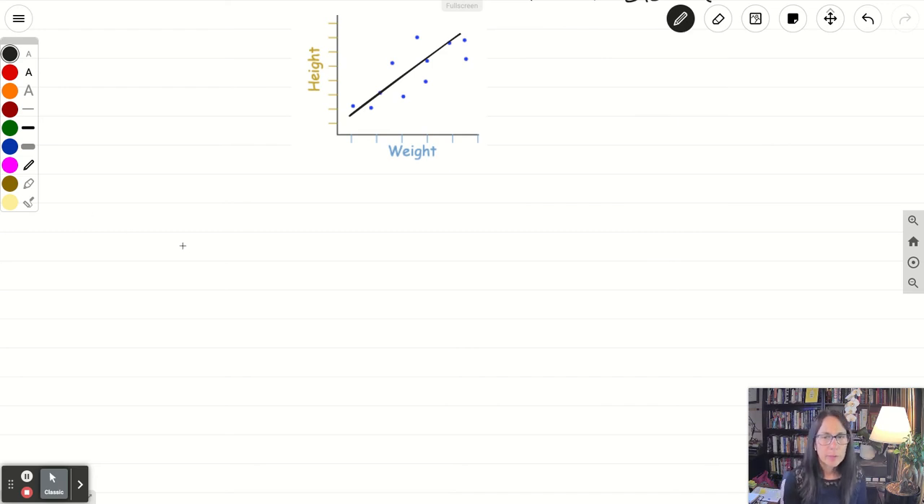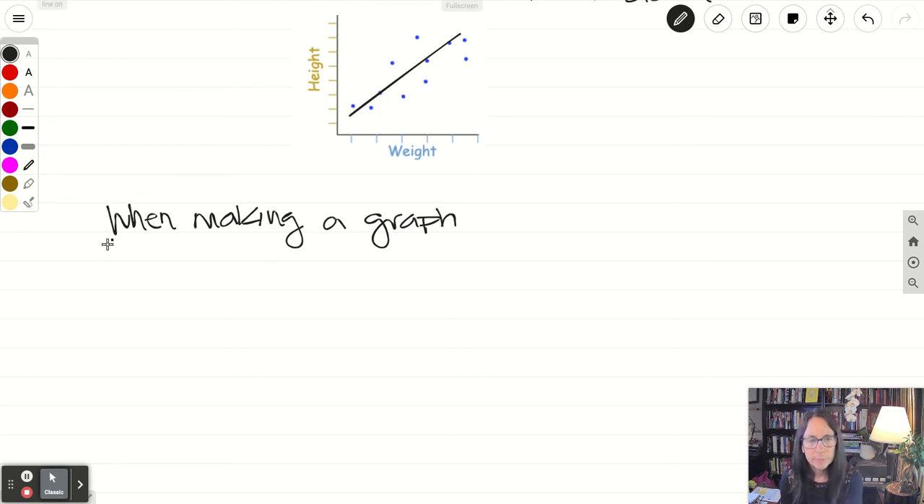Okay, let's put some points here when making a graph. These are some graphing rules. The first thing is that when you are doing a graph, you have to determine what is the independent variable and what is the dependent variable. And the independent variable almost always goes on the x-axis.